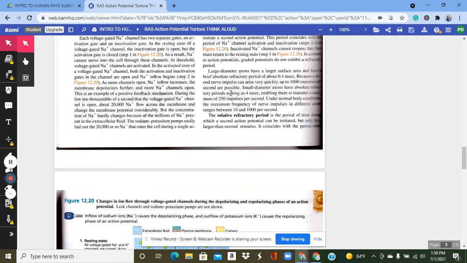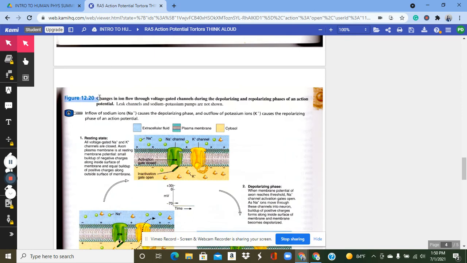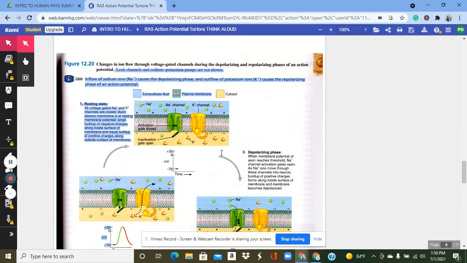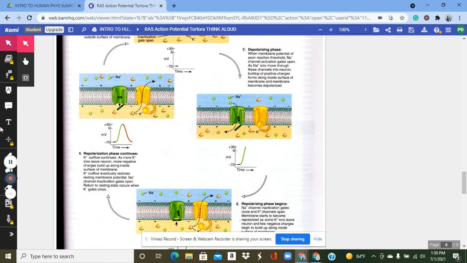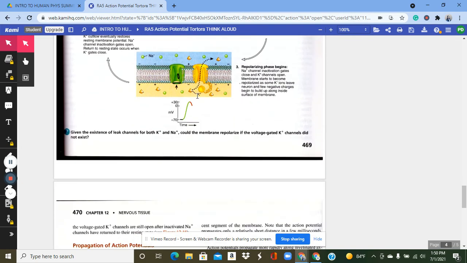So the relative refractory period is the period of time in which a second action potential can be initiated, but only with a larger than normal stimulus. It coincides with the period. Okay, so I've looked over figure 12.20 already, and I think I get the steps here: the resting phase, the depolarizing phase, and the repolarizing phase.